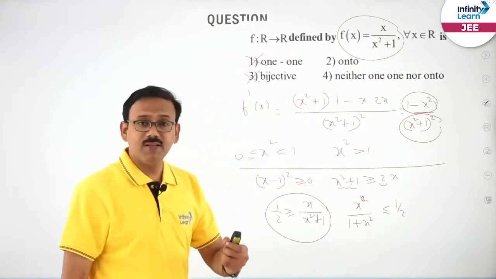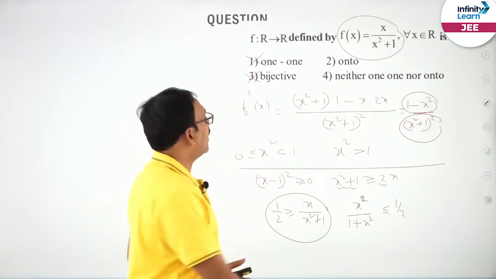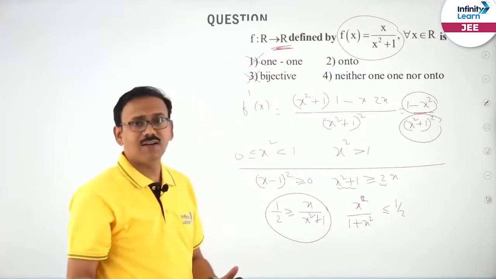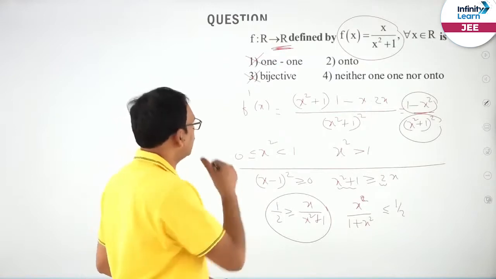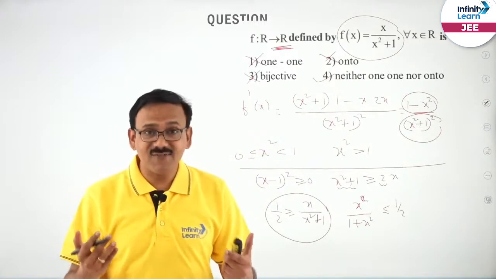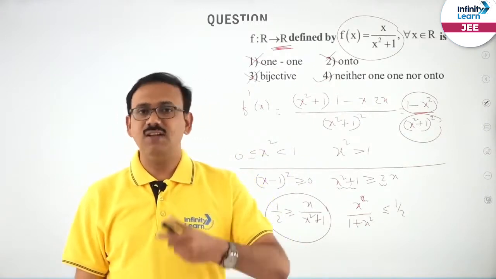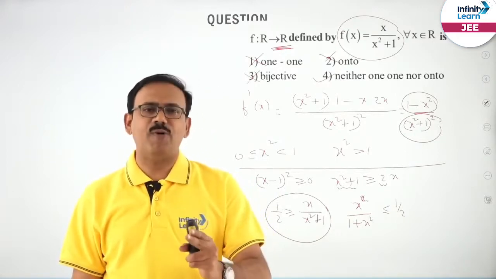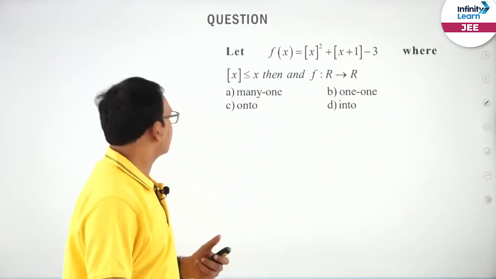That means the output of this function can never be greater than 1/2, whereas you just see the codomain. The codomain is given as R. So, range is different, codomain is different, it can never be onto. So, the answer is going to be neither 1-1 nor onto, that is all. You see, for a 1-1 function check the derivative, for an onto function observe the range. Only 2 points are enough to answer such questions. Okay, fine.